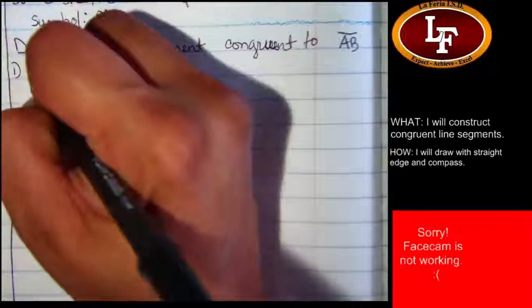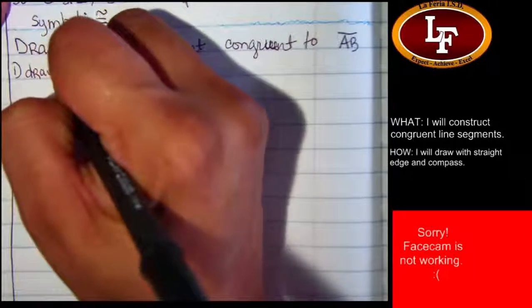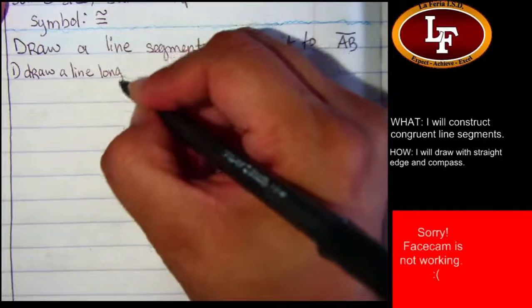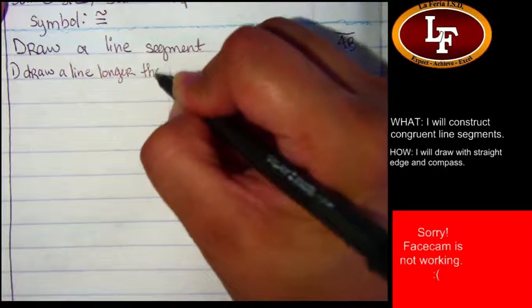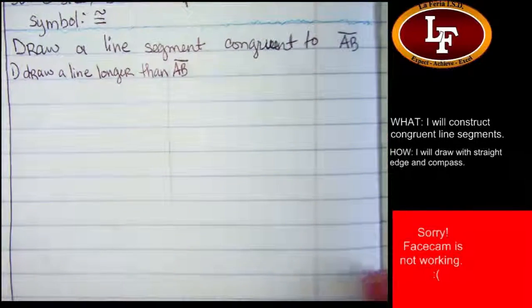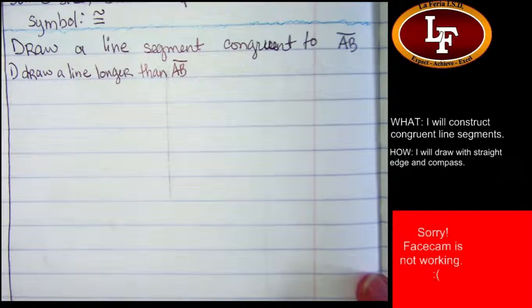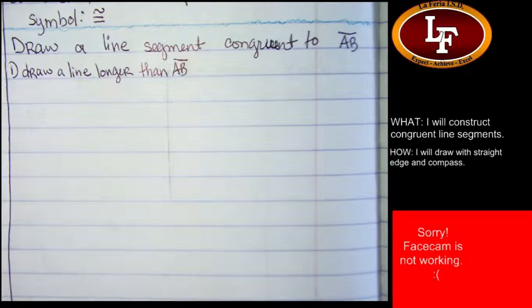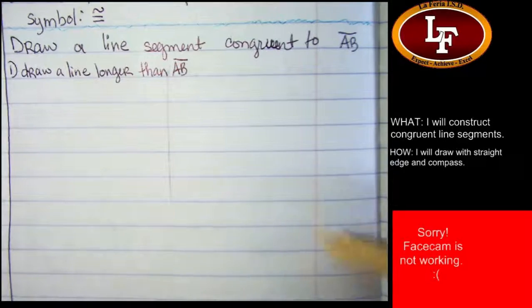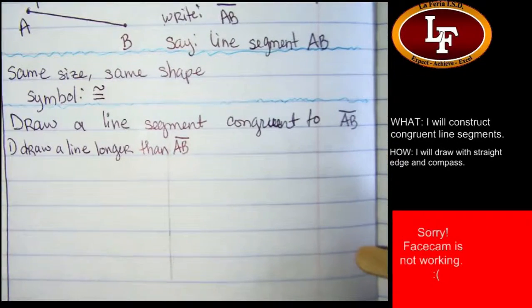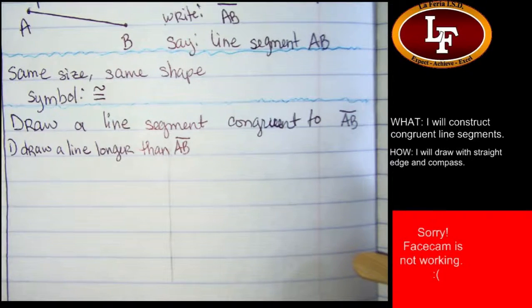Step number 1. Draw a line and make this line longer than the original segment you were trying to copy. I know. So draw a line that's longer than the original segment you were trying to copy, in this case segment AB. All right, so scooting my notes down a little bit, there's my second segment AB at the very top of your screen.